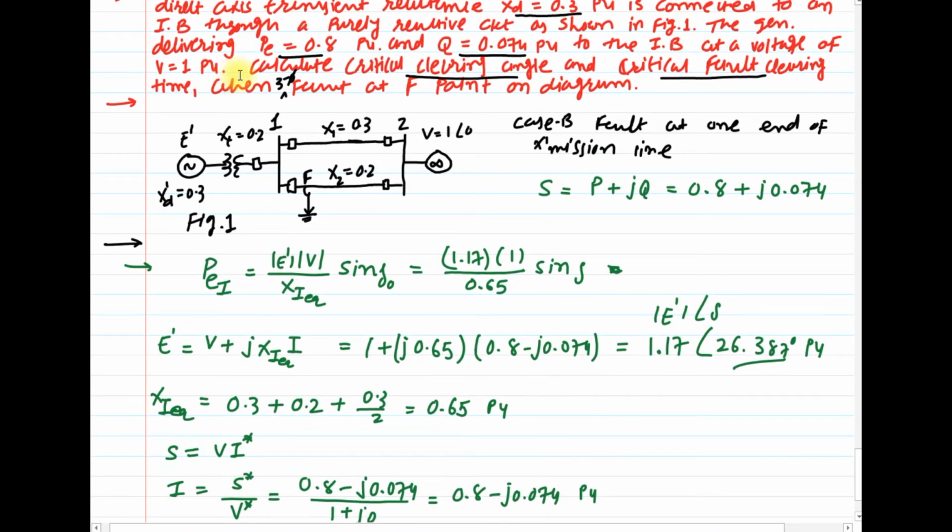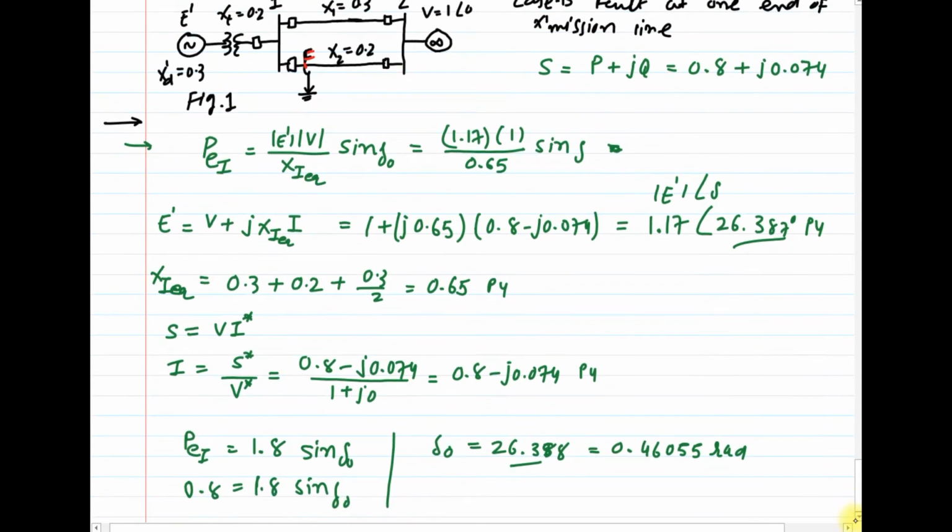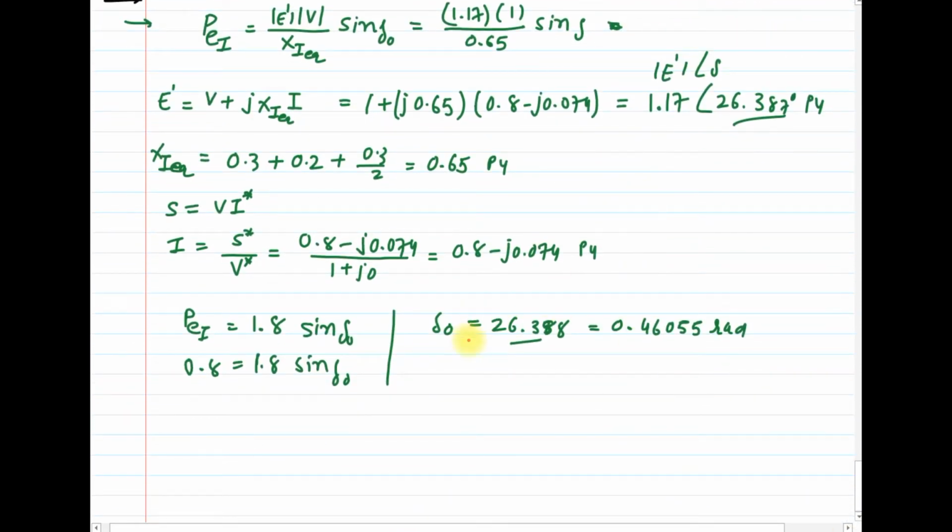It is asked us to calculate the clearing angle and clearing time for the case of fault at the end of the transmission line. Here, for the case of fault at one end of the transmission line, that means over here, first we calculate the normal operating condition and power delivered by the machine at an angle of 26 degree. Clear?